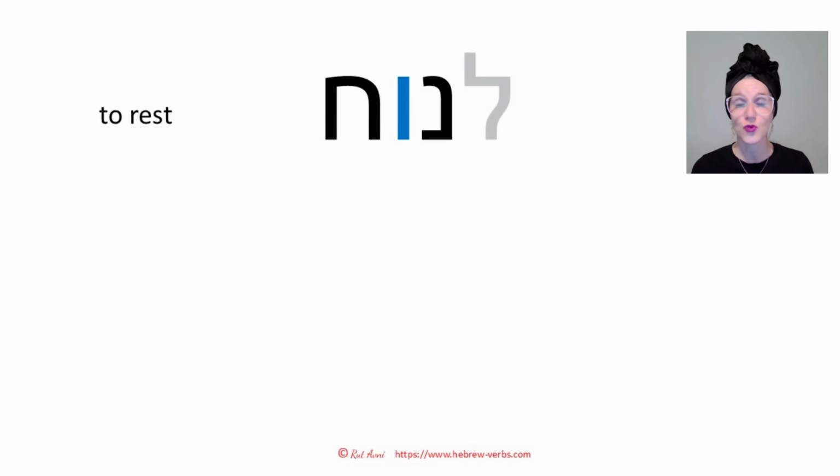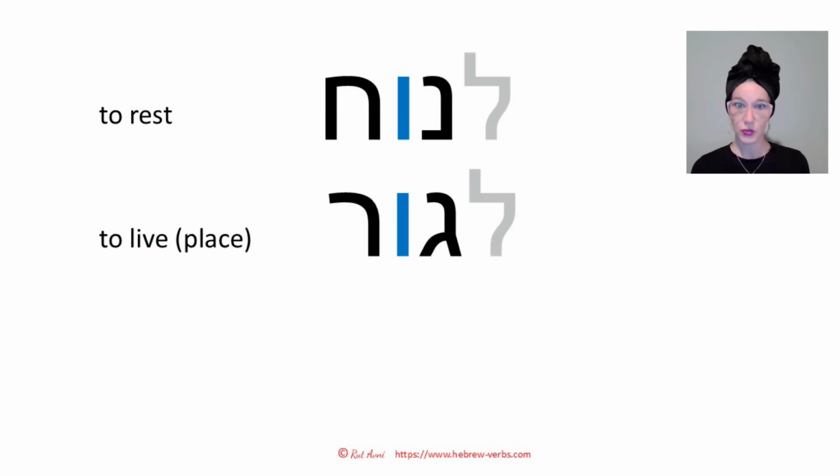It is a root with a vav on the second position that we also have in to live at a place. That is right, lagur. You knew that, right? Many students actually know lagur, and they can even conjugate it, but when they see lanuach, they get confused. So that only tells me as a teacher that the pattern is not really understood. Once you understand that, you see that. It's impossible to not see it then.